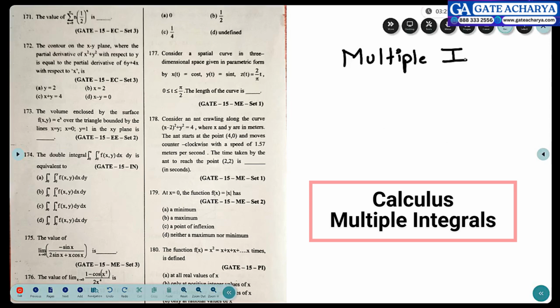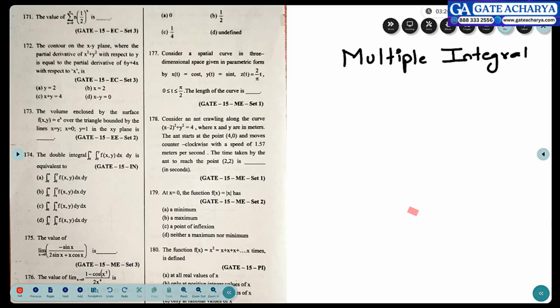As we develop partial derivatives for multiple variables, the same integral concept applied for multiple variables is known as what? Multiple integrals. Okay. Now let's focus on how to work it out. There are two types of multiple integrals. One is the double integral. The other is the triple integral. So let's start with the double integral.